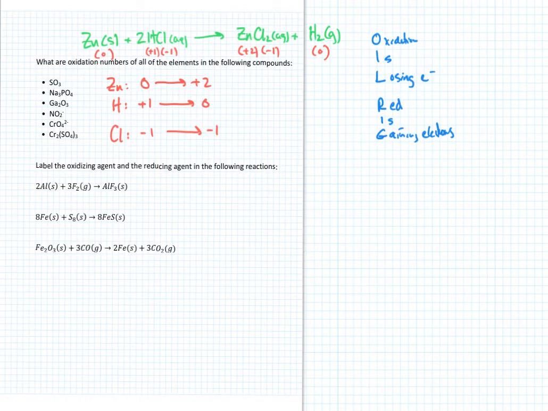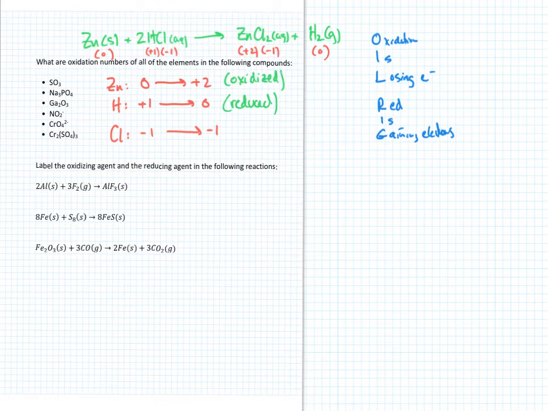And then here's my trick. I don't think anyone else does this; I've never seen anyone else do this. If the number goes down, it's reduced. Oxidation number goes down, it's reduced. Oxidation number goes up, it's oxidized.